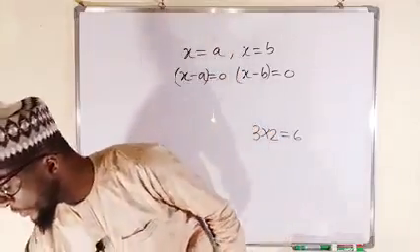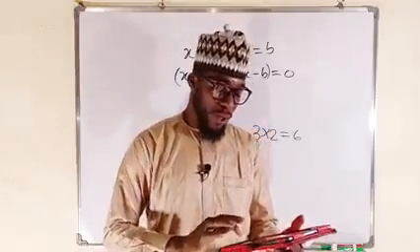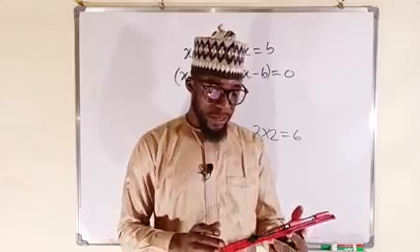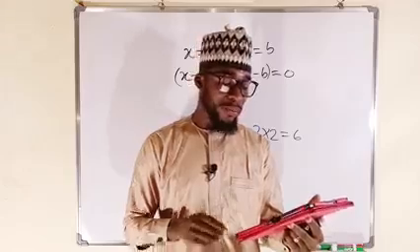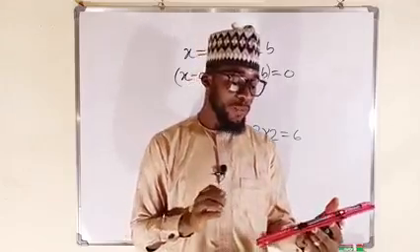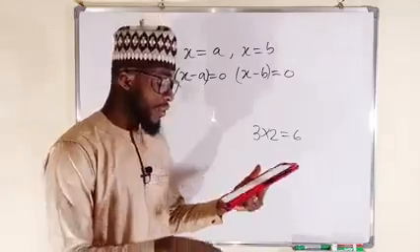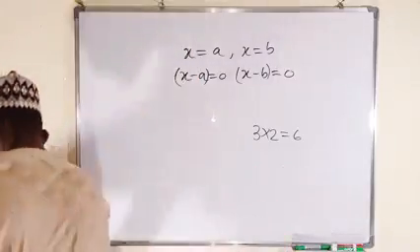I have sorted 4 questions from the ones you have submitted. We have x squared plus 4x plus 1. We have x squared plus 3x plus 6. We have 3x squared plus 4x minus 9. And lastly, we have x squared plus 1. Let's start with this one.